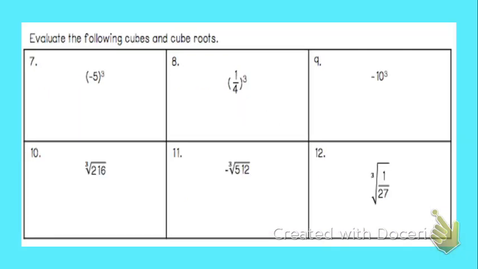Okay, so let's look at 7. It says evaluate the following cubes and cube roots. So negative 5 cubed. So this is going to be negative 5 times negative 5 times negative 5. And that's going to give you negative 125. And that was a typo on my end. These are all negatives. It gives you equals negative 125.